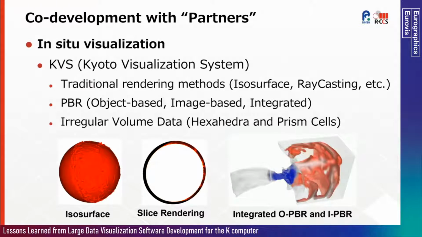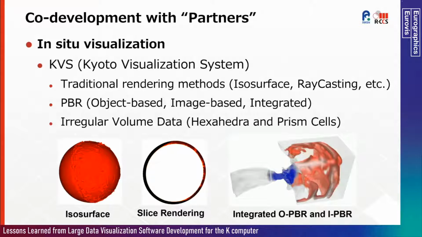And this LLVM pipe driver enlarged the options for co-development with partners. As an example, we use the Kyoto Visualization System, or KVS, as the rendering engine for in-situ visualization of CFD simulations, which uses irregular volume data, such as hexahedra and prism cells. And traditional render methods, such as isosurface and raycasting, as well as particle-based rendering, including the integrated object and image-based approach, have also been applied.